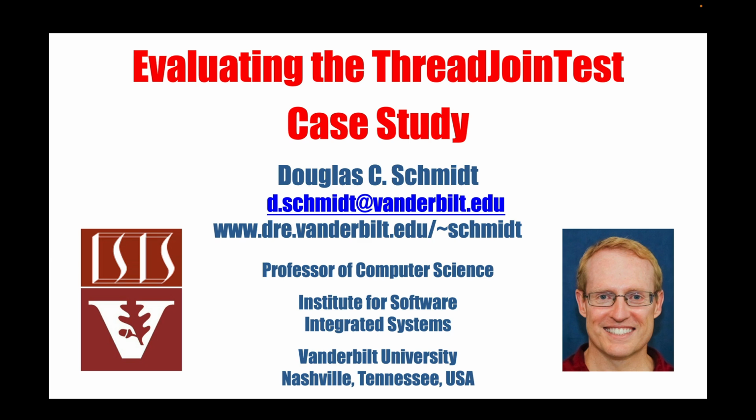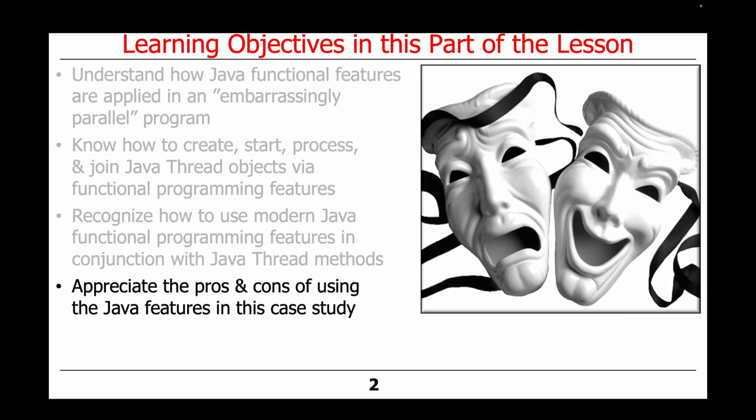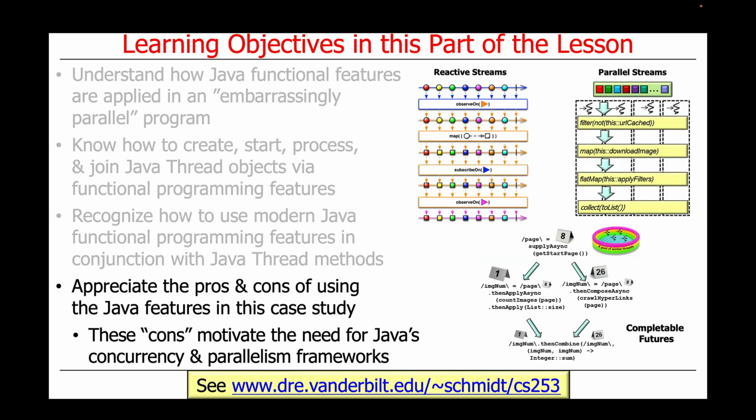Now that we've walked through the source code of the ThreadJoinTest case study, it's time to take a step back and evaluate it. In this part of the lesson, therefore, we'll discuss the pros and cons of using various Java functional programming features in this case study. The cons that we discuss will motivate the need for more advanced Java concurrency and parallelism frameworks. We'll cover these frameworks in later courses.